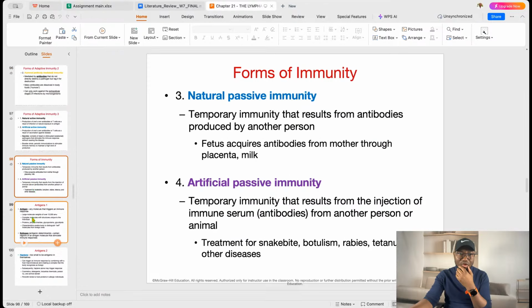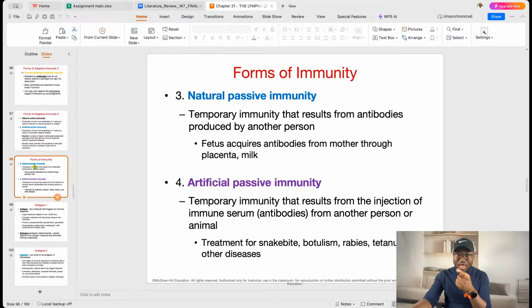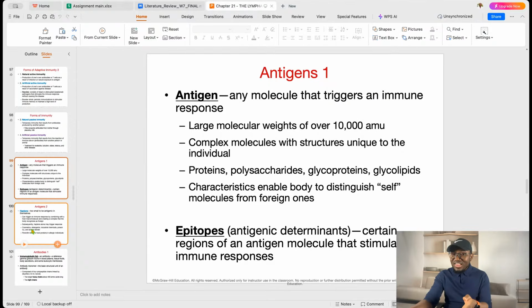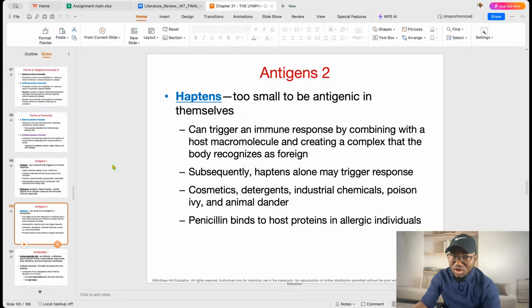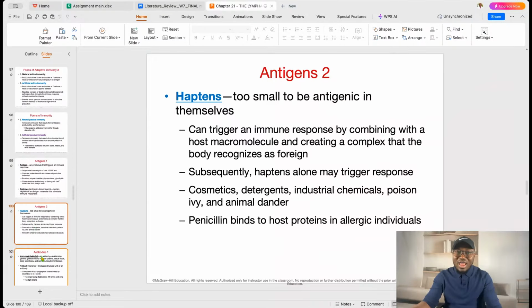Forms of immunity, okay. Natural active immunity, artificial active immunity, natural passive immunity, artificial passive immunity. You need to know the differences. You need to know what antigens are, what epitopes are. All right? Epitopes are antigenic determinants, right? They are an area in an antigen molecule, and that's what stimulates immune responses. You understand? You need to know what haptens are. Extremely important. You need to be able to differentiate antigen, epitopes, and haptens.